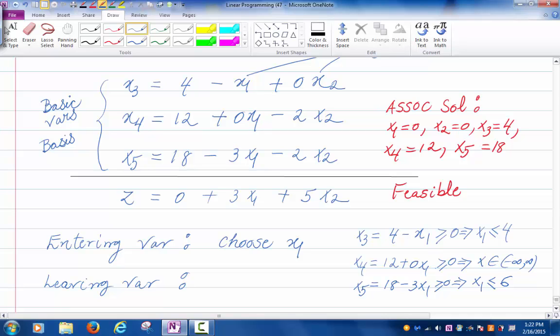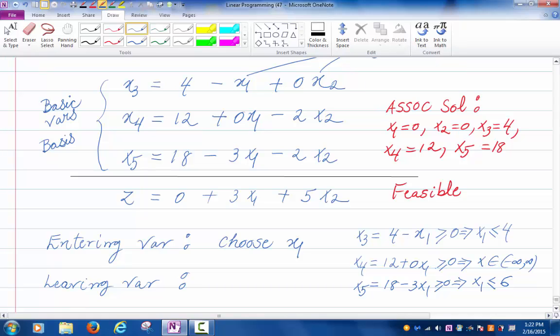It means that as I increase x1, as soon as x1 reaches 4, x3 becomes 0. As soon as x1 becomes 4, x3 becomes 0. x5 becomes 0 when x1 is 6. So which one goes to 0 first? x3 is the one which goes to 0 first, right?